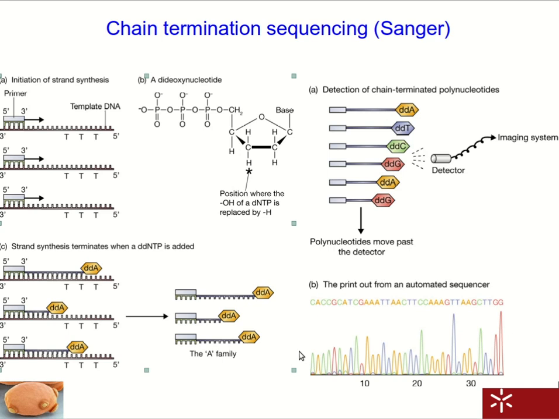The result of this is that we can observe the DNA sequence by the fluorescence of all these different colors here.